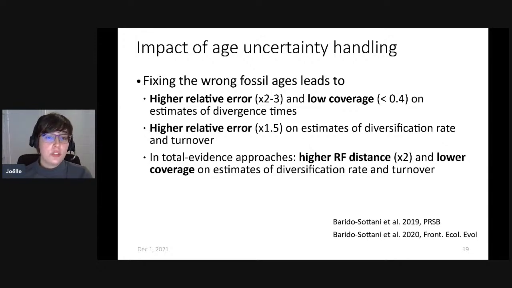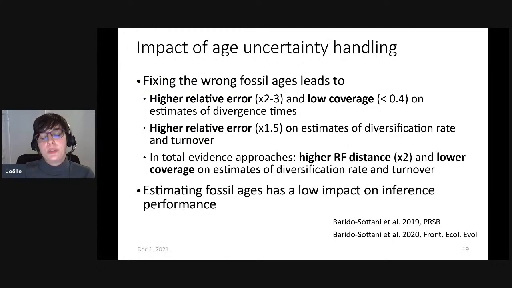Fixing the wrong fossil ages does perform really worse than sampling the fossil ages as part of the MCMC. Now, of course, if you have the true fossil ages, then you don't see any decrease in accuracy, but that's not something you can achieve for realistic datasets.